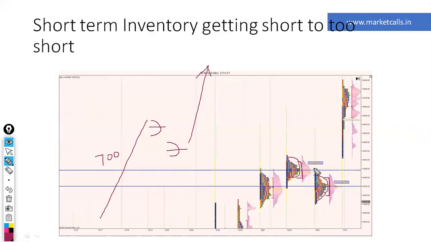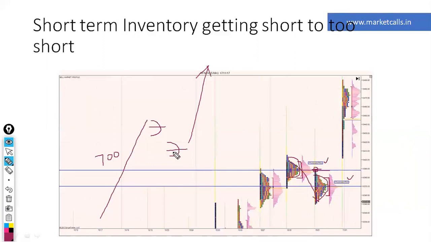Again, you can see the prominent point of control. It was exactly touching the day high. That is still a weaker reference. It's a prominent point of control, and one more prominent point of control. Overall price went down, but both prominent points of control are not cleared. It's a sign of inventory getting too short in a very short time frame.